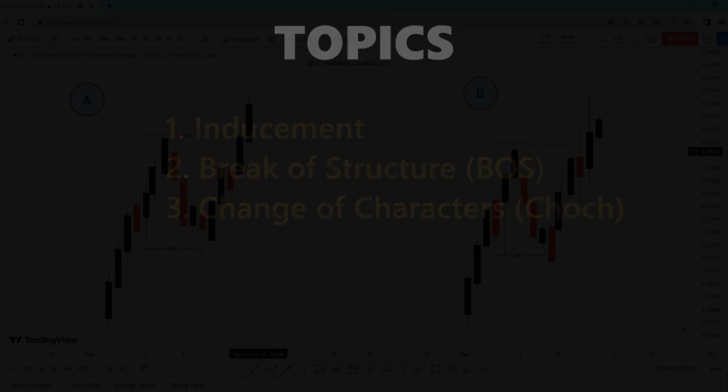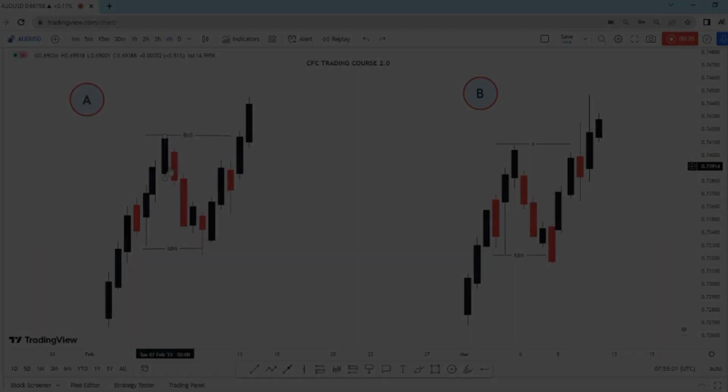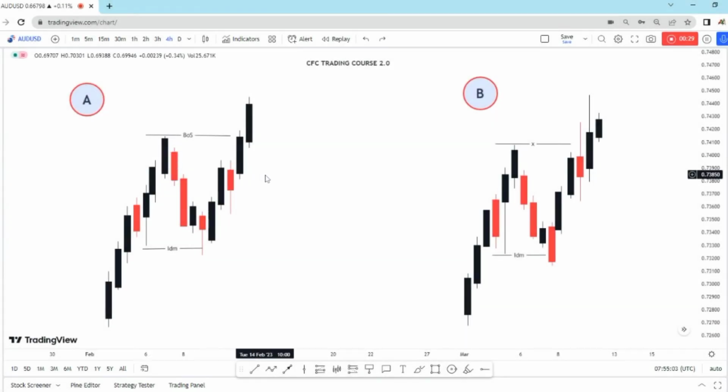Before you can identify this, you need to understand the impulsive and corrective move, which we have already covered in our previous lessons. Looking at this particular move, we have two diagrams, diagram A and diagram B. Diagram A is an uptrend, price is moving to the upside, and in diagram B, price is also moving to the upside.